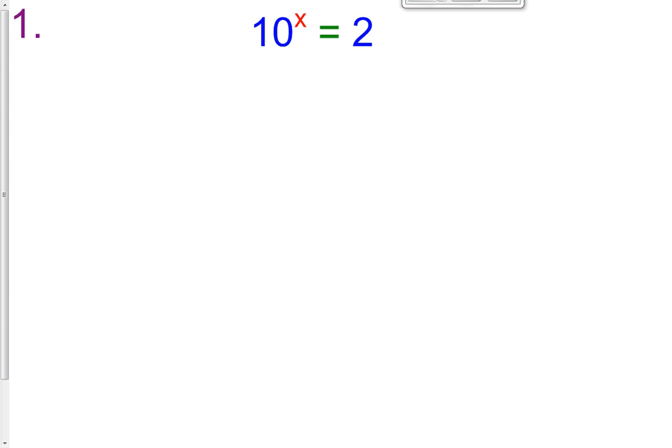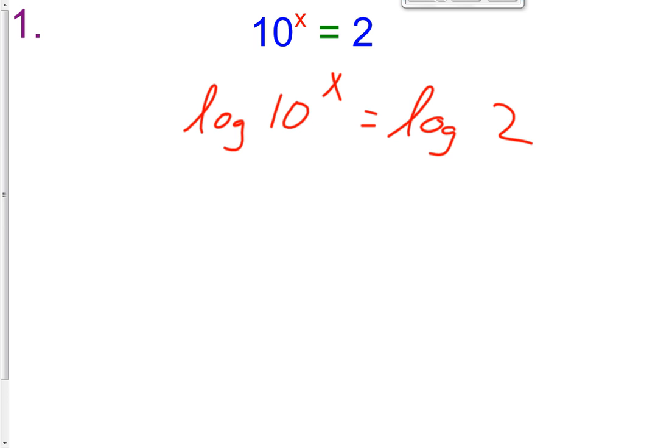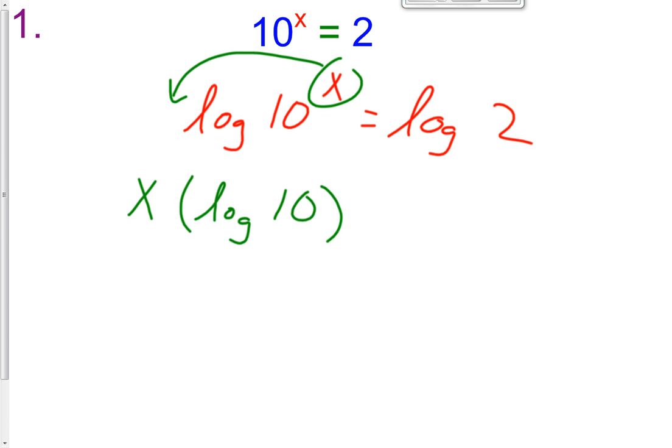Okay, so let's practice this. I don't know what x is, so let's take the log of both sides. Log of 10 raised to the x equals log of 2. At first you see if you can get common bases, but there's no way you can get 10 to be a base of 2. So we're stuck there. So now we have to take the log of both sides, which we just did. Now we're going to move this x out in front. So it's x multiplied by the log of 10. That equals the log of 2.